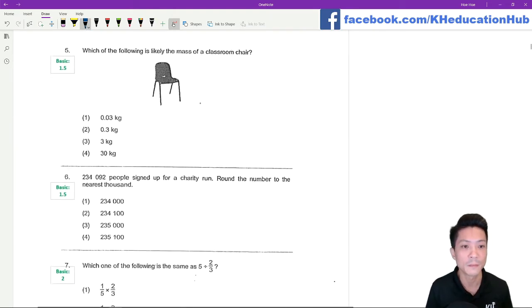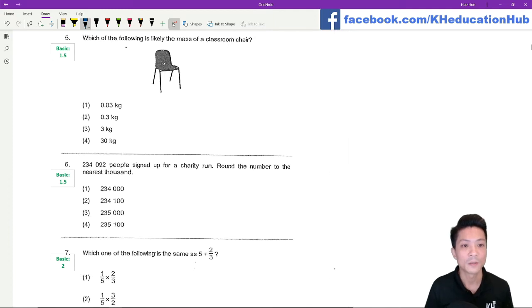Question 5. Which of the following is likely the mass of a classroom chair? Okay, we know that 0.03 kg is basically 30 grams. It is too light to be a classroom chair. Probably if it is made of paper, then maybe it's 30 grams. 0.3 kg is about 300 grams. 300 grams, maybe if it's made of cardboard, right?